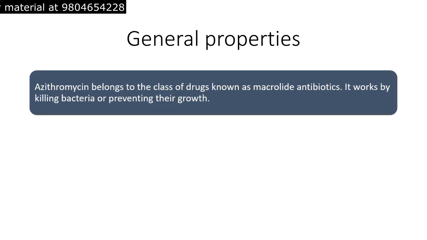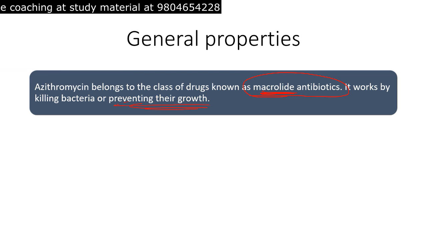The first thing is the general properties of azithromycin antibiotic. What is the general property? Azithromycin belongs to a class of drug known as macrolide antibiotics, macrolide or macrolides, whatever you say. It works by killing bacteria or preventing the growth of bacteria. So there are two types of effect an antibiotic can exert on a bacteria, that is either killing the bacteria or halting the growth of the bacteria.